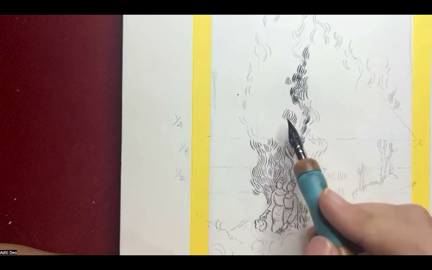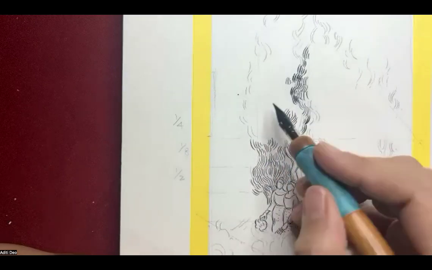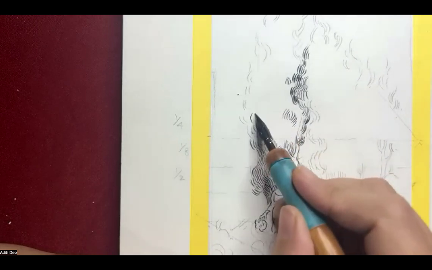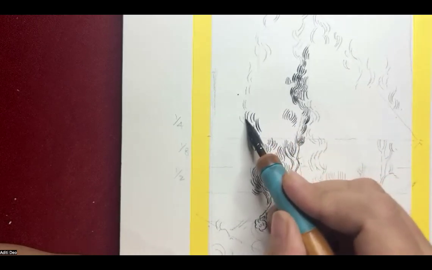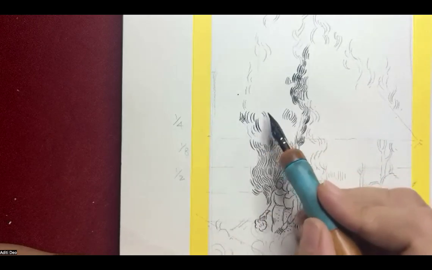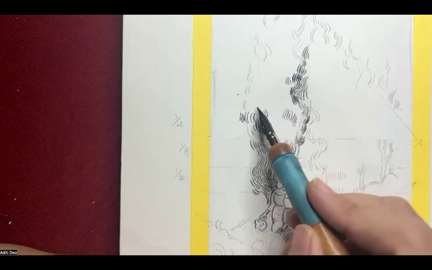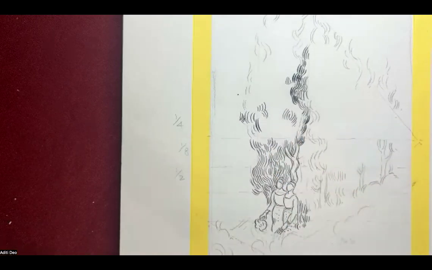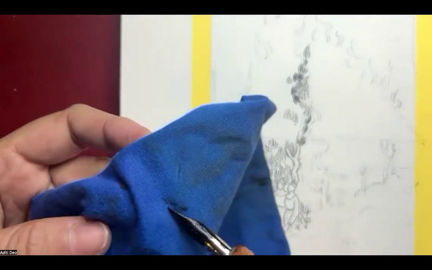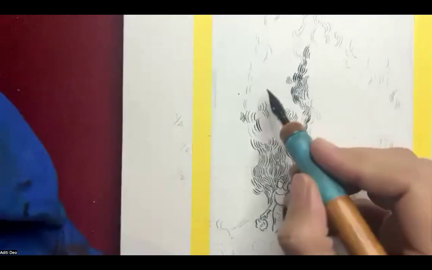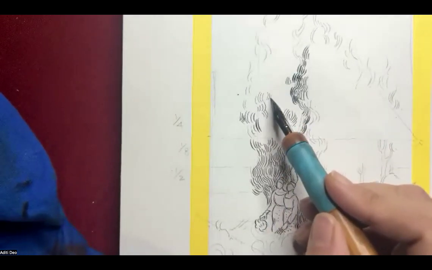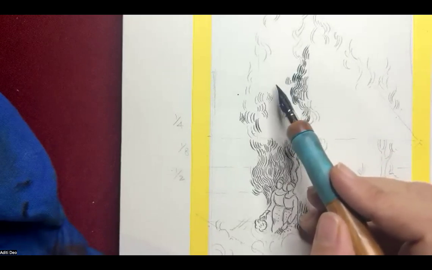And in the section between the first tree, where it's not so dark, you can make the texture really sparse. So increase the space between the textured lines. But you could also wipe your brush nib a little bit, remove some of the ink, and just use hairlines. No pressure, very little ink.